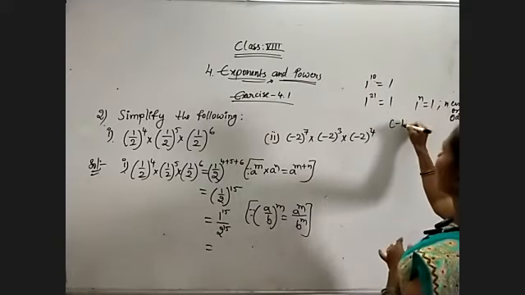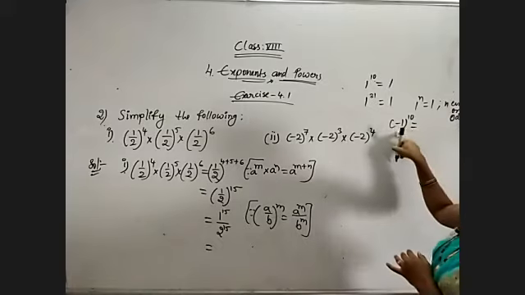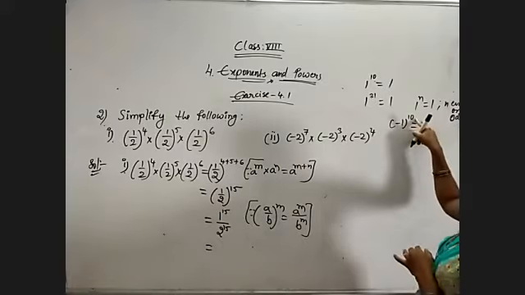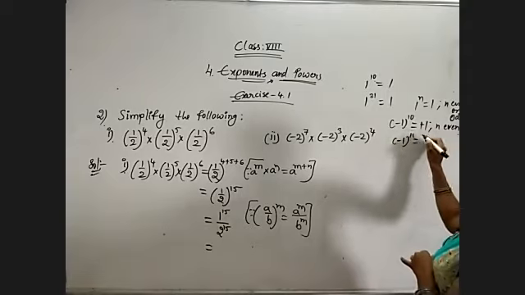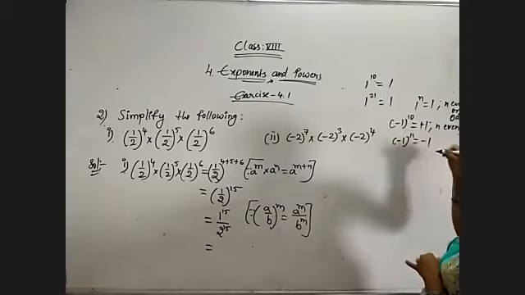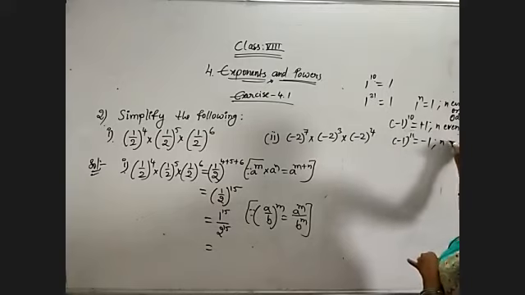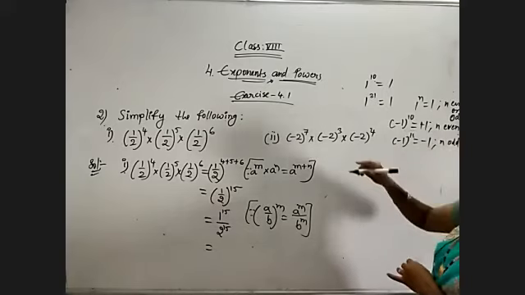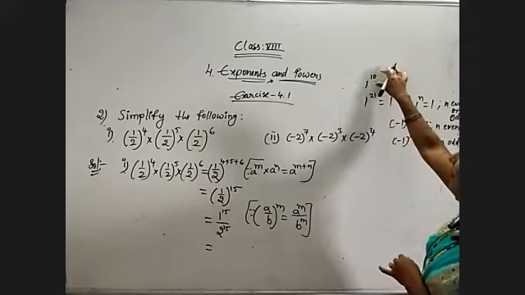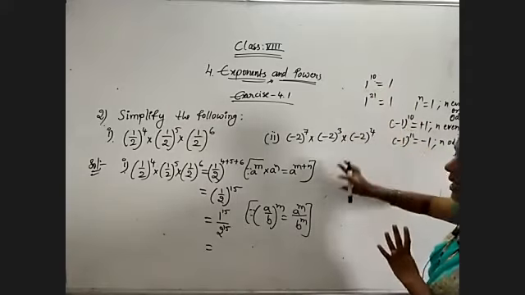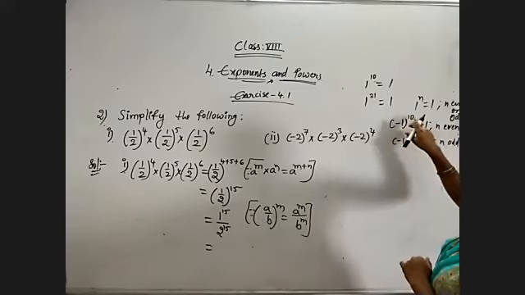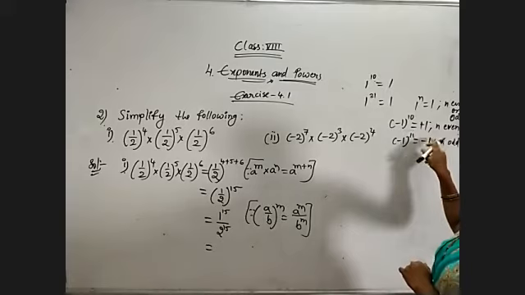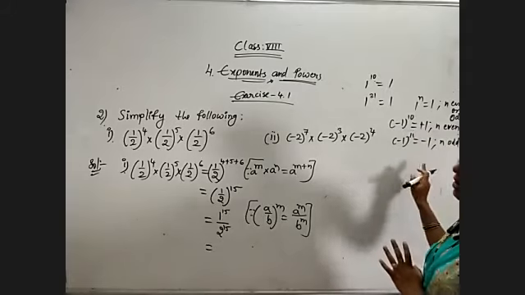But coming to minus 1 to the power of 10, it is plus 1 because n is even. When n is even, you will get a positive value. And minus 1 to the power of 11: because 11 is an odd number, you will get a negative value. That is minus 1 because n is odd. So remember, for 1, whether even or odd, however many times it is multiplied, you get 1 only. But in the case of minus 1, when n is even you get plus 1, and when n is odd you get minus 1.